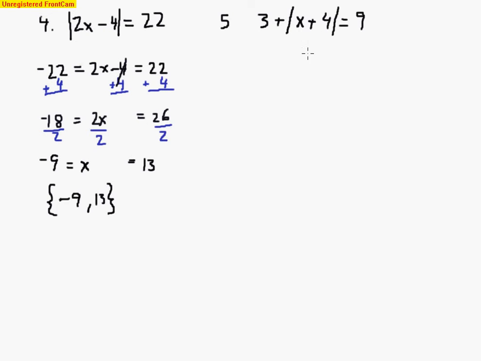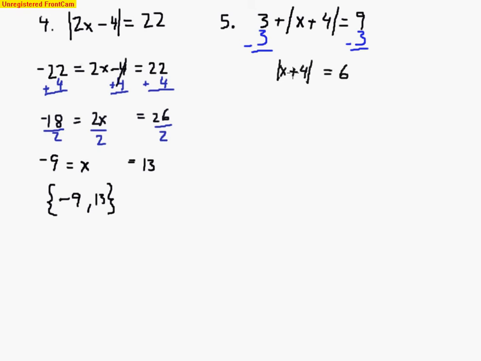So in this case, now it's different because I've got an extra number being added to the absolute value. So if an operation is occurring to the absolute value, like we have here, I need to remove that number first. So the way we're going to do that is we're going to take this 3 and subtract it from all sides. And so when I do that, I'm still left with x plus 4, and that goes inside some absolute value bars. And on the other side, it all equals 6. So now I'm ready to solve this.